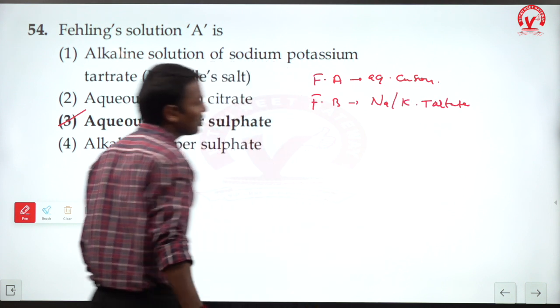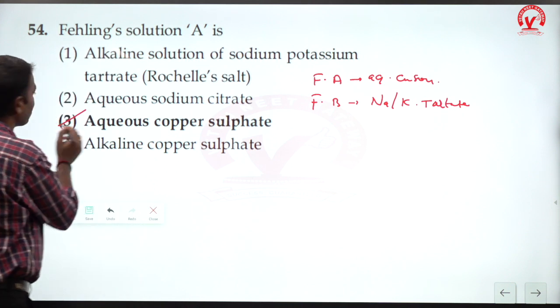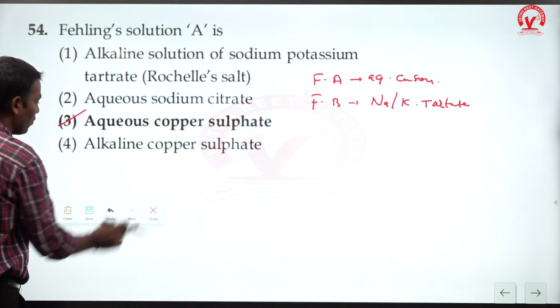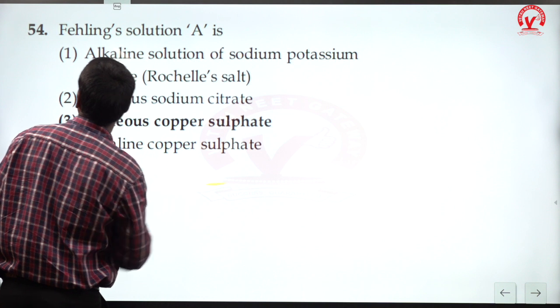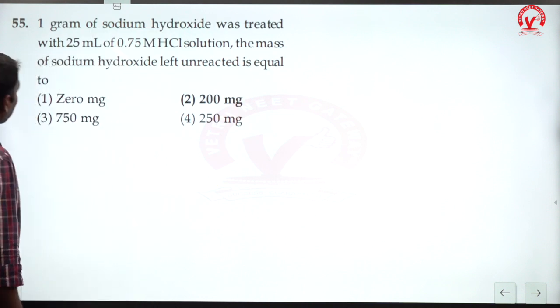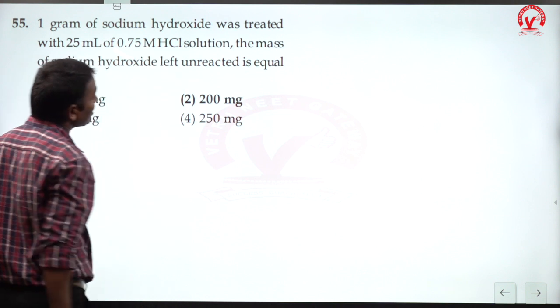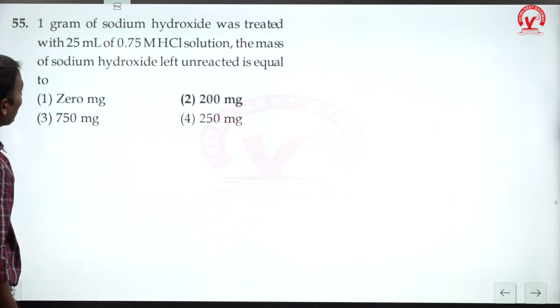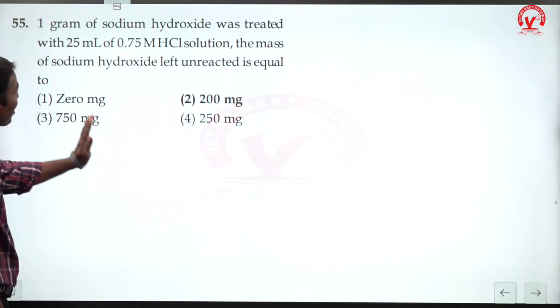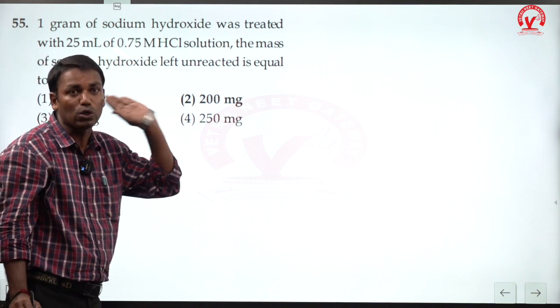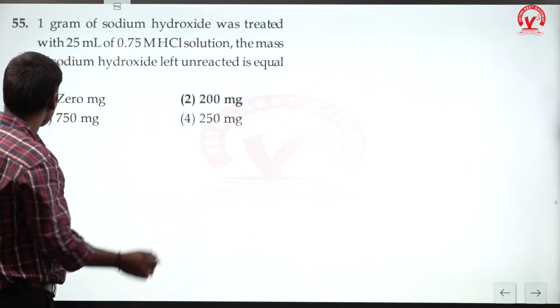Test for aldehydes, we are using this, right? That is option 3, the correct answer. Then we will move on to the next question, question number 55. 1 gram of sodium hydroxide was treated with 25 ml of 0.75 M HCl solution. The mass of sodium hydroxide left unreacted is equal to?